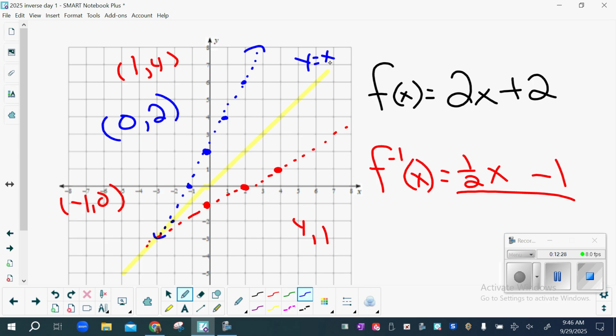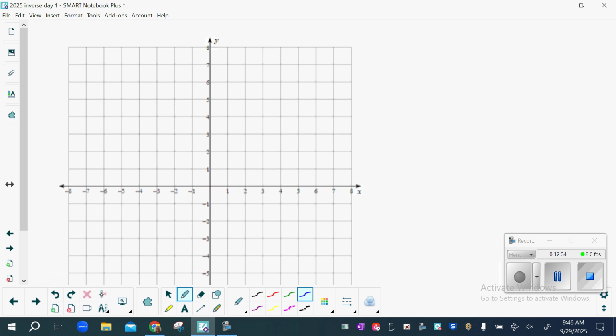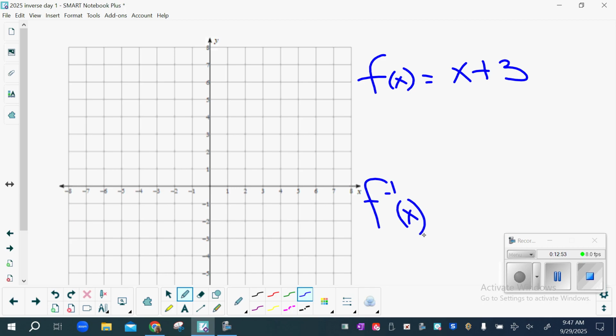Okay, so I'd like you guys to try one. Are you ready? All by yourselves. Here's what I want you to do. Here's the function: f of x equals x plus 3. I want you to graph the inverse and then see if you can figure out the equation.